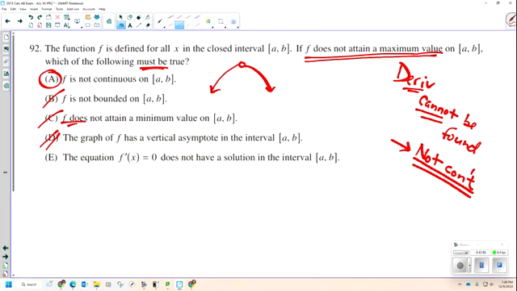And the equation f prime of x equals 0 does not have a solution in the interval from a to b. Okay, that could be true, but it doesn't have to be true. I can have a corner or a cusp here, and I can say, well, my first derivative is undefined there, but it's continuous. It doesn't have to equal 0. That can have a max point and not equal 0. It could be undefined. So it can't be this one. It has to be A.